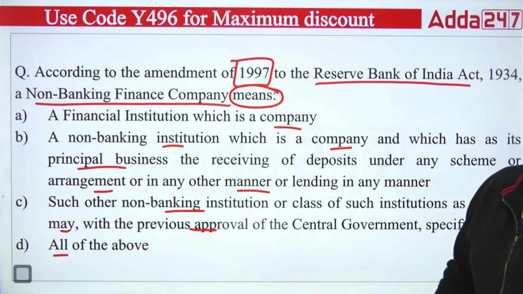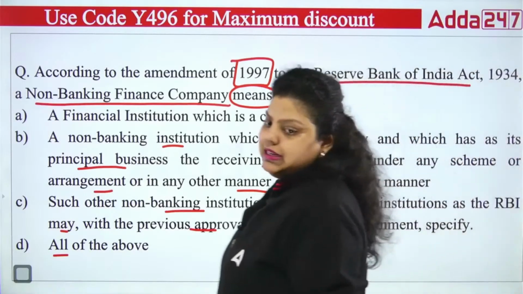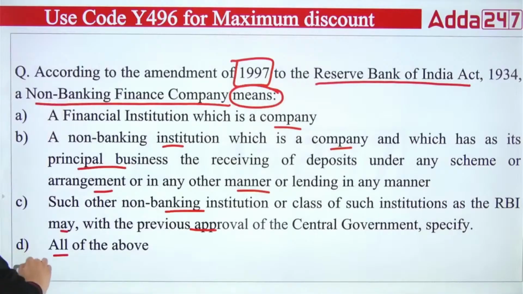Okay, I am getting option number D. Everyone is saying D, that is correct. All of the above is defined correctly in context to non-banking financial companies.